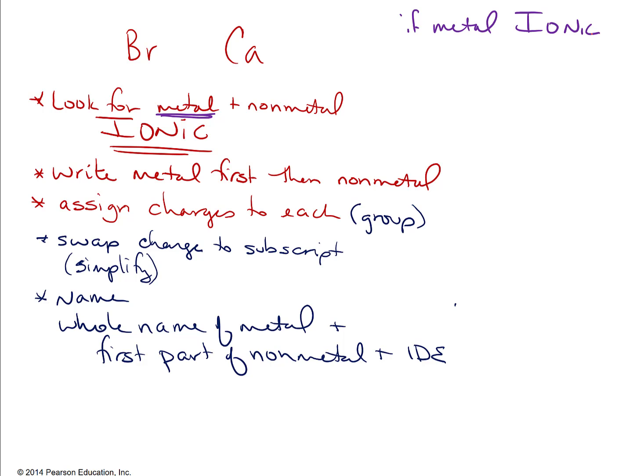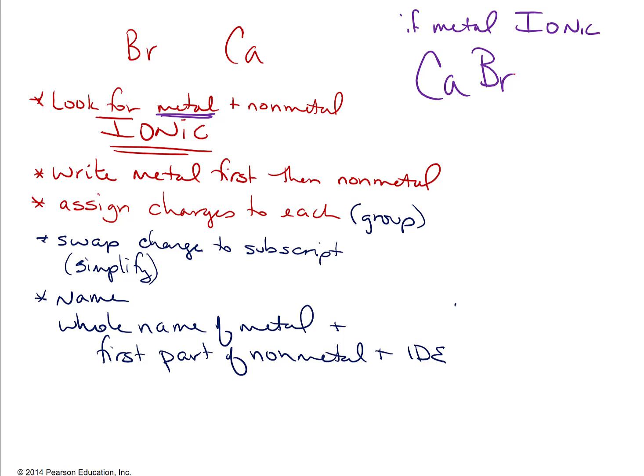So compare the elements in the molecule name with the periodic table. If you see an element to the left of the zigzag line, then you're going to call it a metal, and it's ionic. When you go to write it, you always list the metal first, okay? So what if you mix bromine and calcium together? You look at the two and you're like, well, calcium's a metal. Calcium gets written first. The metal always gets written first, then the nonmetal.